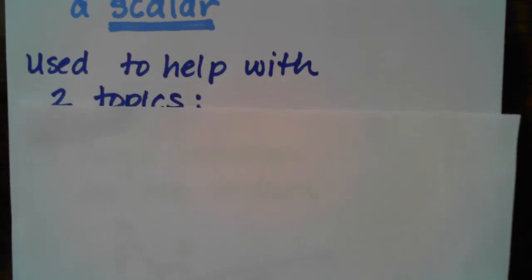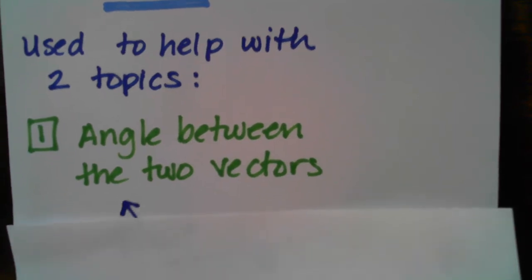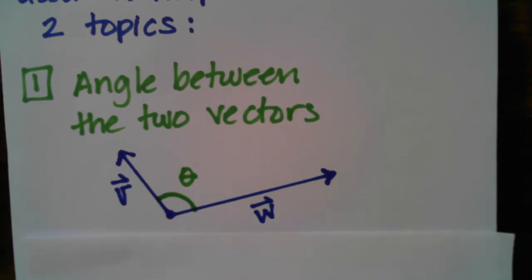It's used to help with two different topics, and one of those topics is to find the angle between two vectors. So if I happen to have two vectors, one of them vector v and one of them vector w, and I want to find the angle between, it would be very helpful to find the dot product, and we'll see that we have a formula that uses the dot product in it. So it's a number that we would need for the formula to find this angle out.